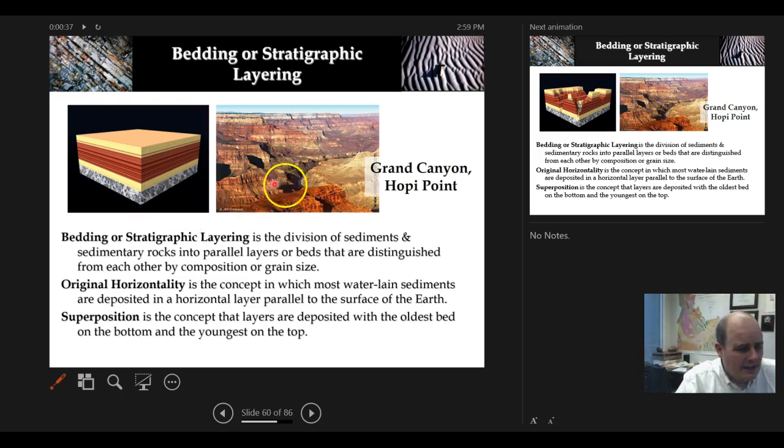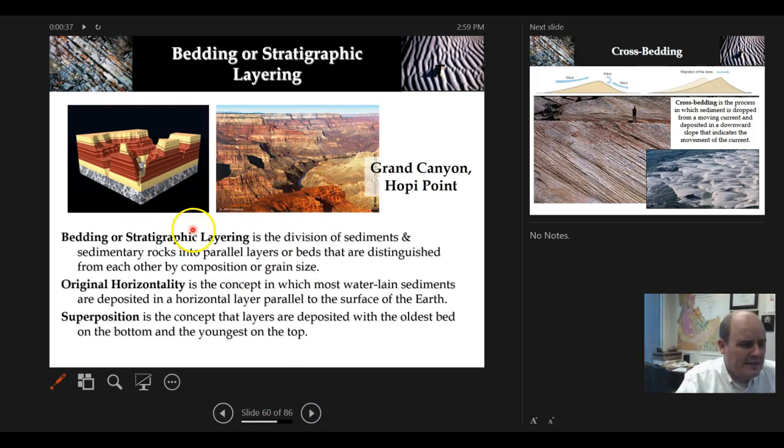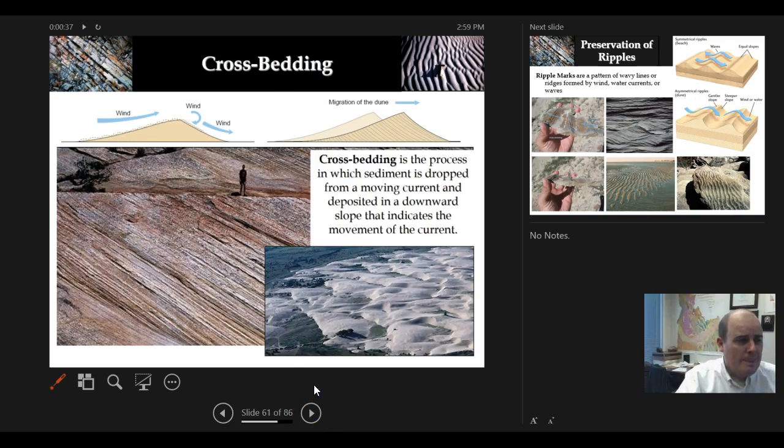Now, if something cuts through those layers, we call that superposition. So the oldest layers here, the oldest rocks, are at the bottom of the canyon. The younger rocks are on the top, and the river itself that cut through this is actually the youngest. So it's cutting through all these deposits, right? So that's a way we can figure out the timing of different deposits as well.